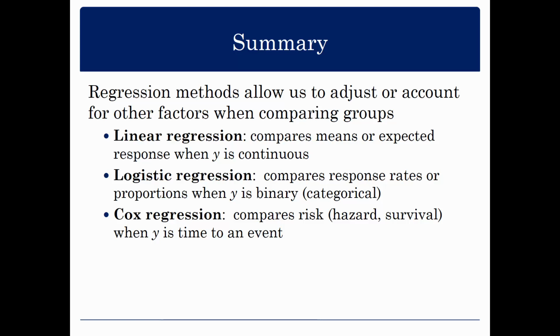Logistic regression does the exact same thing, but it's comparing odds or proportions or response rates when you have a binary or categorical outcome. I didn't discuss ordinal regression, but there are methods whenever your outcome is ordinal as well, like in the case of the tumor response data from complete response to failure. And then Cox regression in its most fundamental form is comparing the risk or survival when y is time to an event, but it's assuming that that risk is steady over time, that it doesn't vary by time.